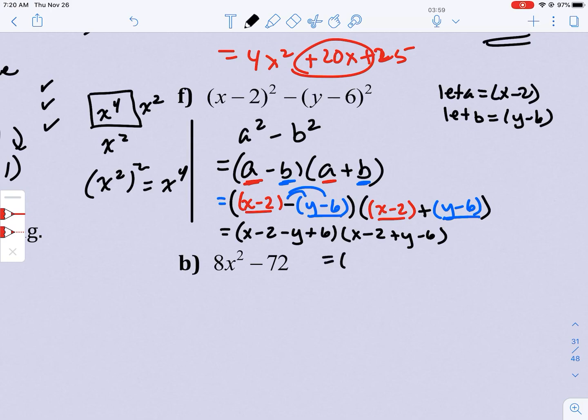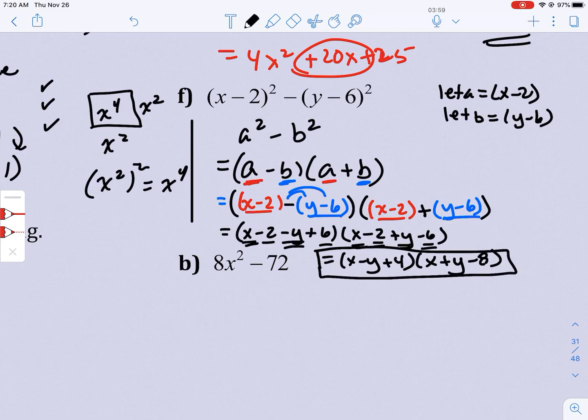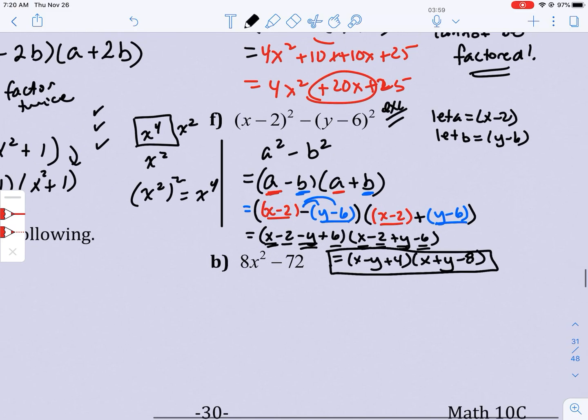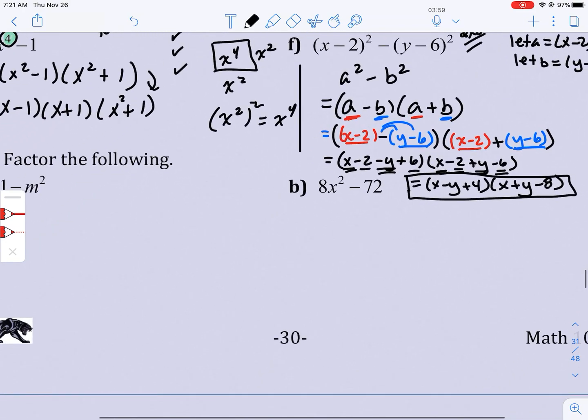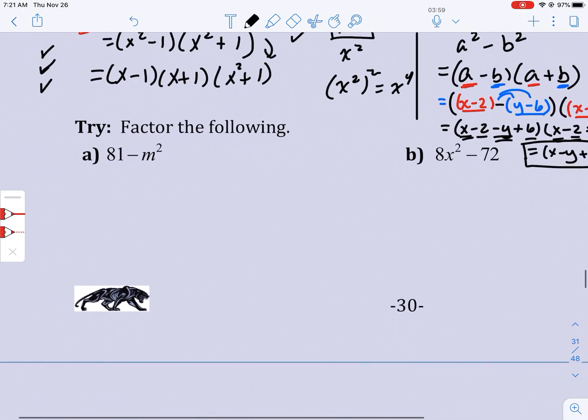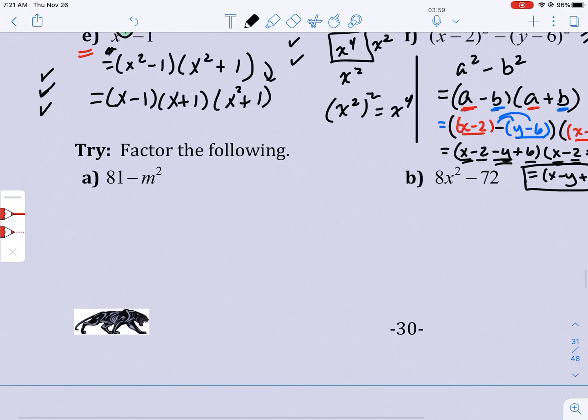And when I finally simplify, we get x minus y plus 4, right? X minus y and negative 2 plus 6 is 4, and x plus y minus 8. X plus y, negative 2 minus 6 is negative 8. So here's our final answer here. And this one's definitely an excellence type question. There wouldn't be a ton of those on an exam. Maybe you would see one. Okay? And then if you wanted to try these last two questions, you can pause the video and give them a try.